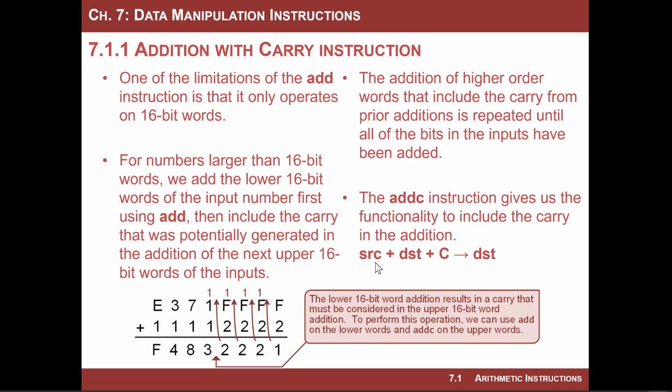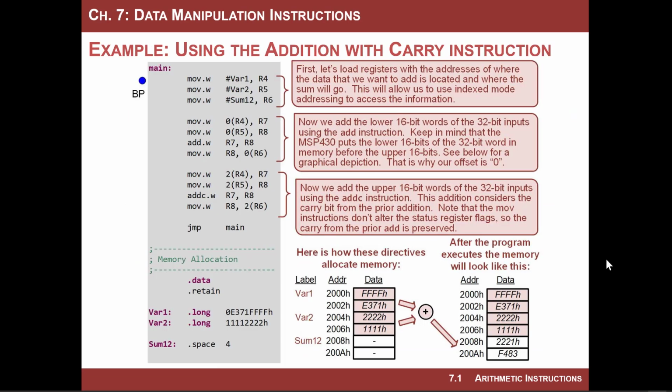All it does is take the source plus the destination plus whatever the carry flag is. It's either going to be a 0 or a 1. And then it's going to put that in the destination. Now, what's important about this is that if you're going to add in the carry, you have to make sure that the instructions that occurred before altered the carry flag as you expected. Okay, so we've got to keep that in mind. All right, now this is going to alter all four status flags.